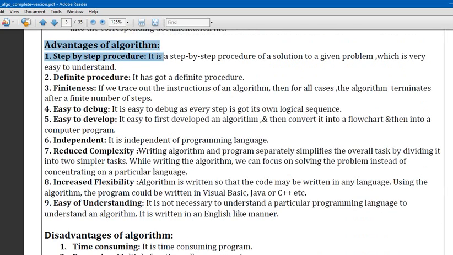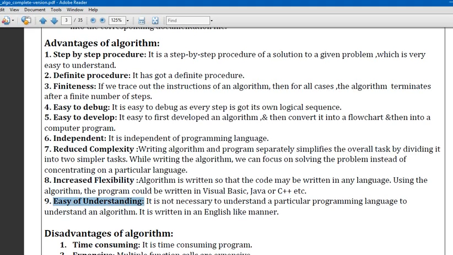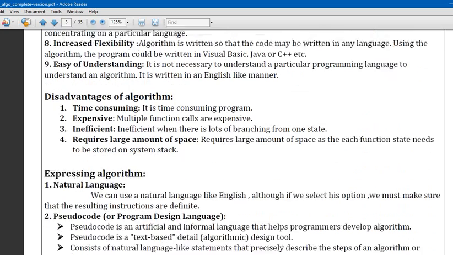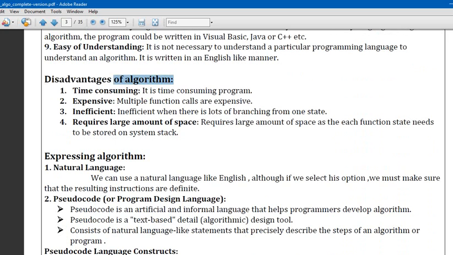Here are some advantages of algorithm: step-by-step procedure, then definite procedure, finite procedure, easy to debug, easy to develop, independent, reduce complexity, increase flexibility, and easy to understand. Those are the advantages of algorithm. Disadvantages of algorithm are given here: time consuming, expensive, inefficient, and requires a large amount of space.